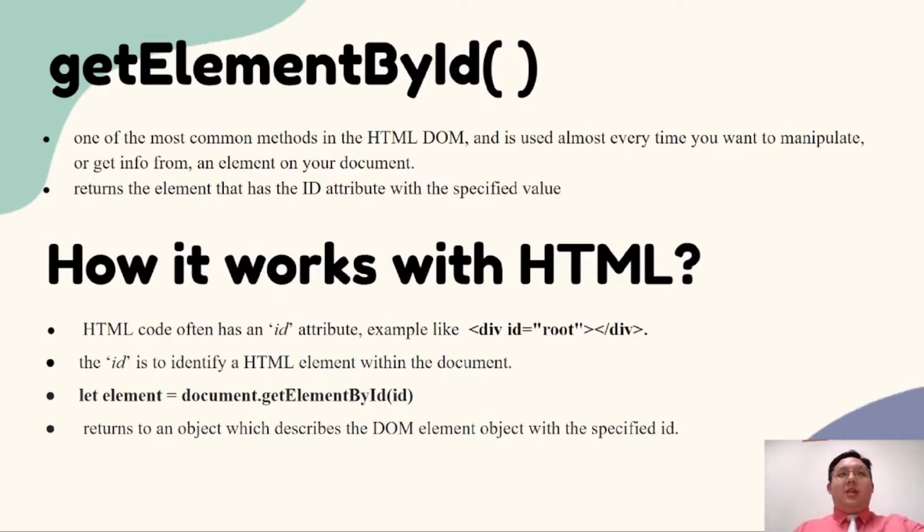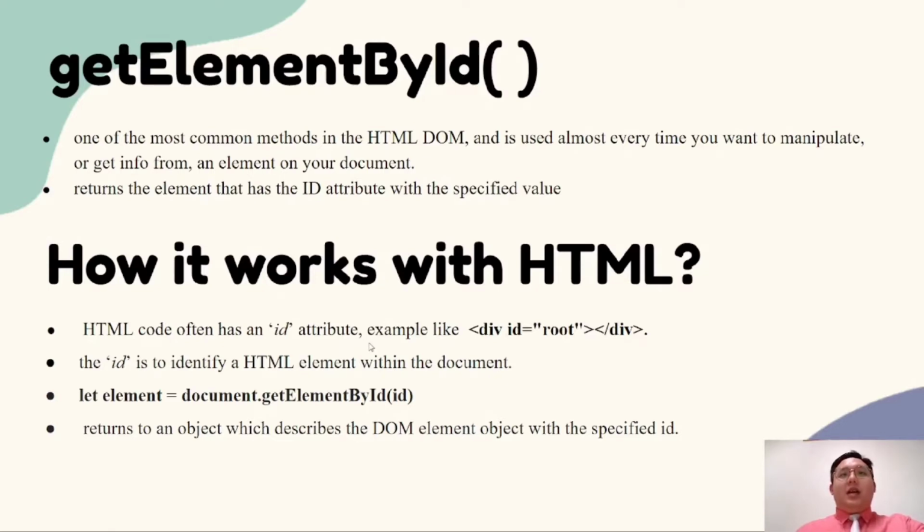First, the HTML code often has an ID attribute, for example, id equal to root. The ID is used to identify an HTML element within the document. By rules, the root ID is unique within the document because other elements cannot have this root ID.